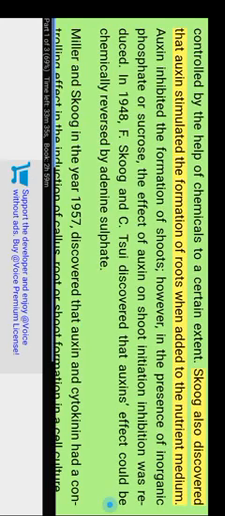Skoog first indicated that in vitro organogenesis could be controlled by the help of chemicals to a certain extent. Skoog also discovered that auxin stimulated the formation of roots when added to the nutrient medium. Auxin inhibited the formation of shoots. However, in the presence of inorganic phosphate or sucrose, the inhibitory effect of auxin on shoot initiation was reduced. In 1948, F. Skoog and C. Tsui discovered that auxin's effect could be chemically reversed by adding sulfate. Miller and Skoog in the year 1957 discovered that auxin and cytokinin had a controlling effect in the induction of callus, root or shoot formation in a cell culture.